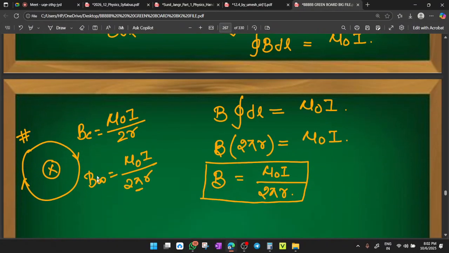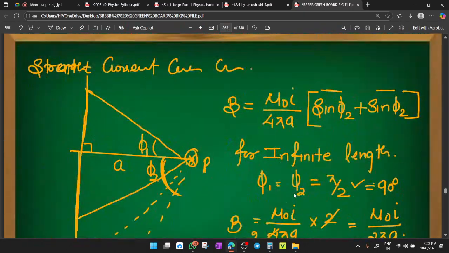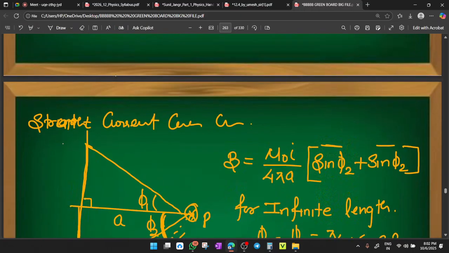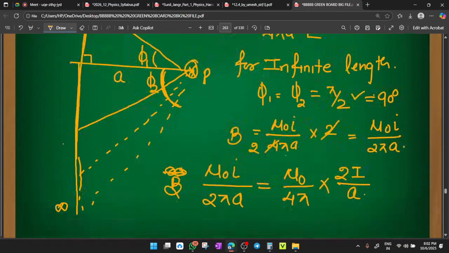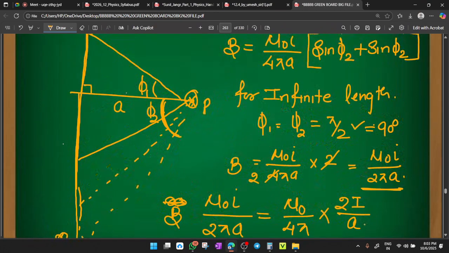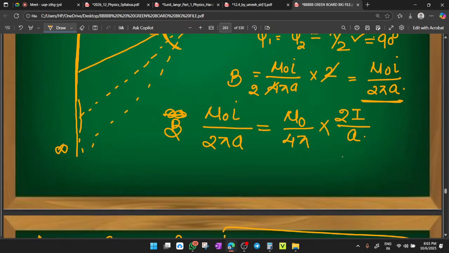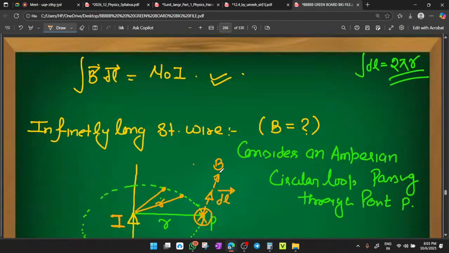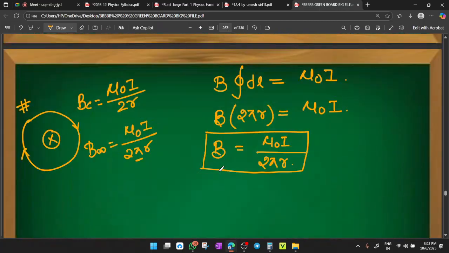So this is the derivation for the magnetic field intensity due to an infinitely long conductor. You see it was mu naught I upon 2 pi r. We also developed this using the Biot-Savart law earlier in the class, and it was mu naught I upon 2 pi a, as a was the distance there. But here r is the distance, so it will be mu naught I upon 2 pi r. Clear? So write it.